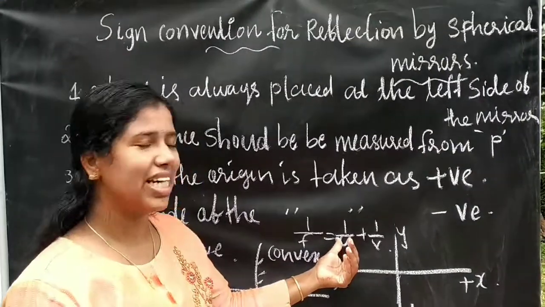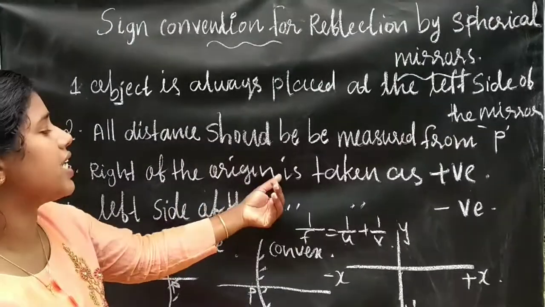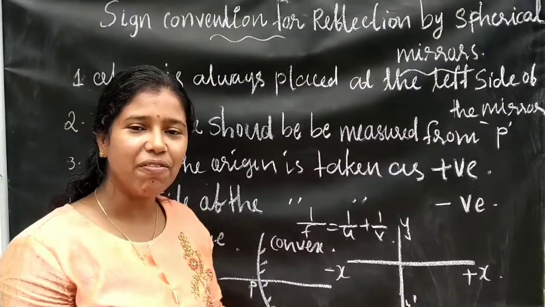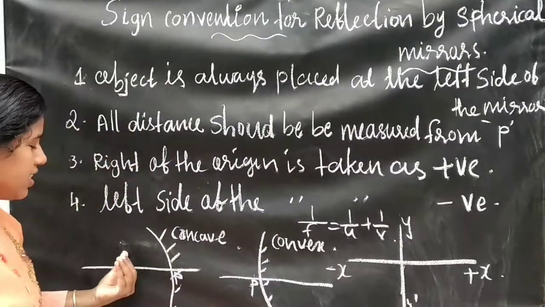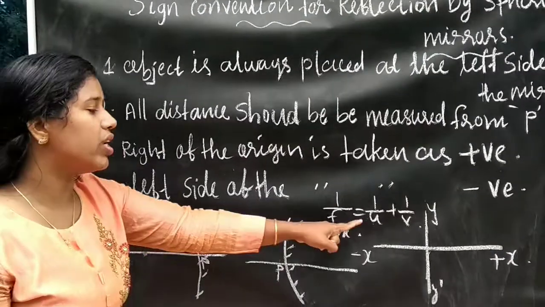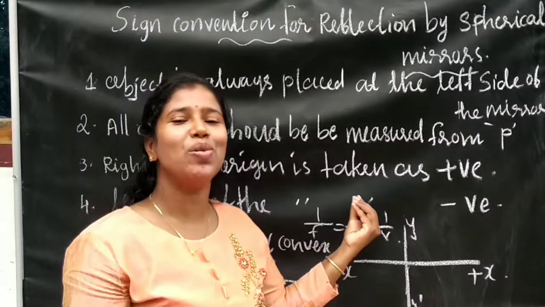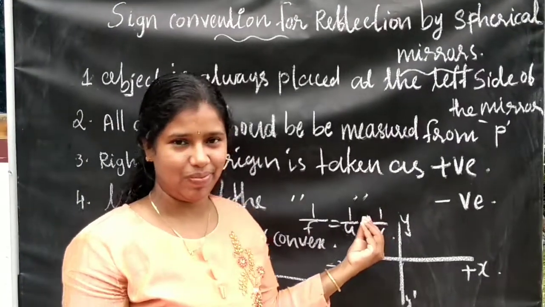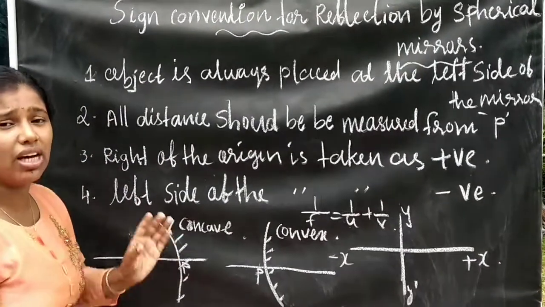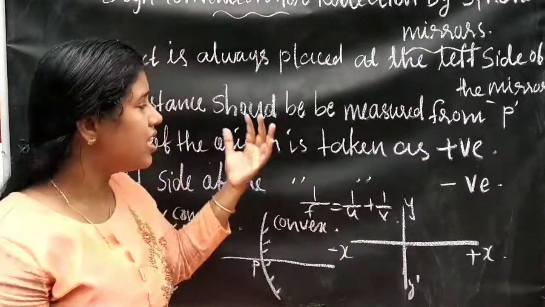That is always negative. Why? Here it is written: right side of the origin is taken as positive, left side of the origin is taken as negative. Left side means this side. This side is always negative. So we take U as always negative. When we use this mirror formula, U must be negative. Next case, if we get the image on the right side, V is positive. That's the second case. These are the four points.